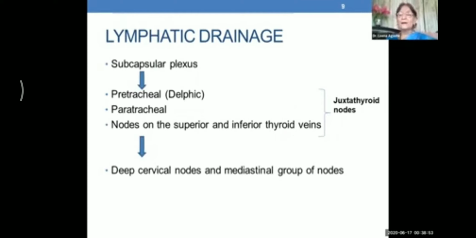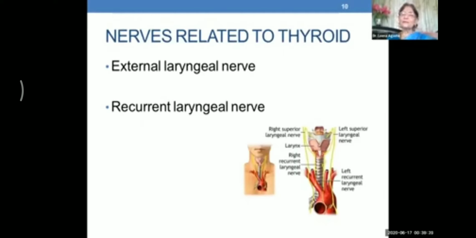Lymphatic drainage. The subcapsular plexus of the thyroid gland drains into the juxta-thyroid nodes, which include the pretracheal, that is Delphian nodes, paratracheal nodes, and nodes on the superior and inferior thyroid veins. Ultimately, all these nodes drain into the deep cervical nodes and the mediastinal group of nodes. Nerves which are in relation to the thyroid: there are mainly two nerves, one is the external laryngeal nerve and second is the recurrent laryngeal nerve.